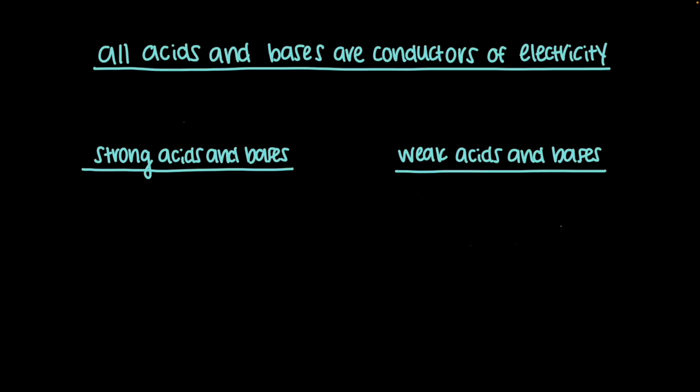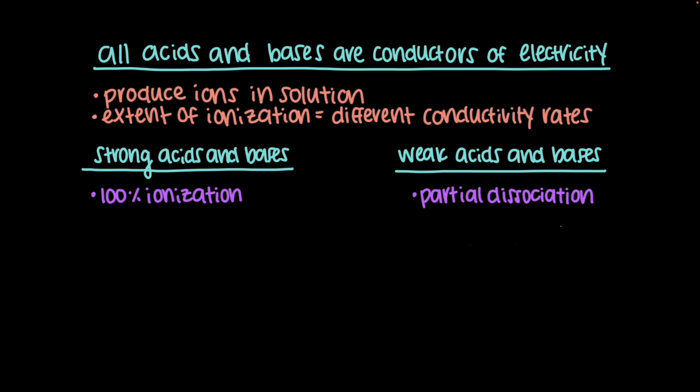All acids and bases are conductors of electricity. Strong acids and bases will be different from weak acids and bases in the amount of products that can be created. Strong acids and bases have 100% ionization, and weak acids and bases only have partial dissociation. This leads to different conductivity rates due to the varying extent of ionization for strong versus weak acids and bases.